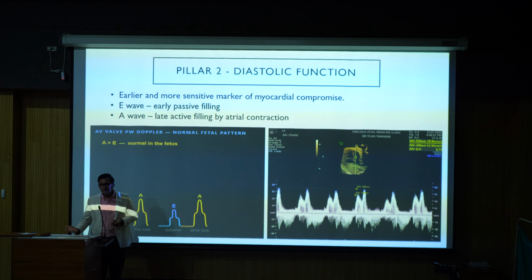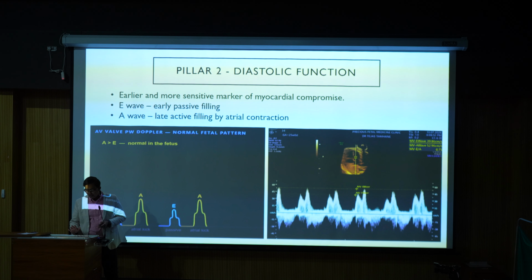So the second pillar is the diastolic function assessment, which is one of the earliest and most sensitive markers for myocardial performance or myocardial compromise. This is the diagrammatic representation. You can see this is the E wave, A wave, E wave, and A wave. The E wave is the early passive filling, whereas the A wave is the late active filling by atrial contraction, and that is very important in fetal life, which is why the A wave is always taller than the E wave in fetal life.